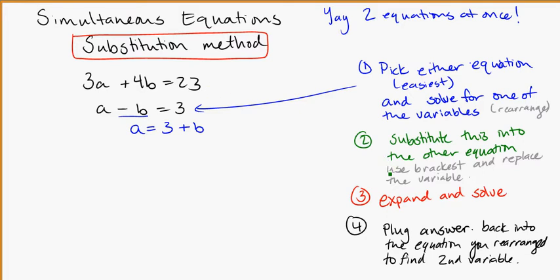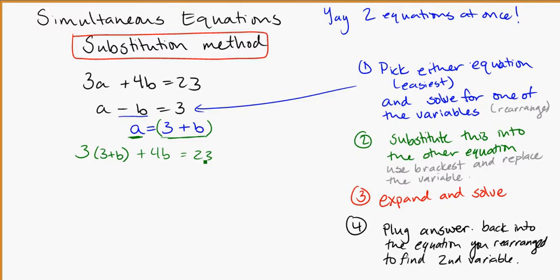I want you to remember to use brackets here to replace the variable. So what I'm saying is that a is equal to 3 plus b. In this first equation, instead of writing a in 3a plus 4b equals 23, we're going to replace the a with 3 plus b, because in fact a is equal to 3 plus b, equivalent statements. Now the magic here is that I've got an equation with only b in it.